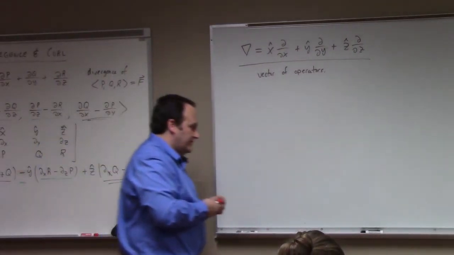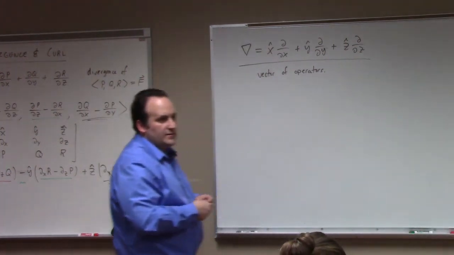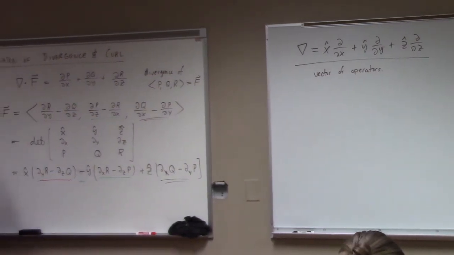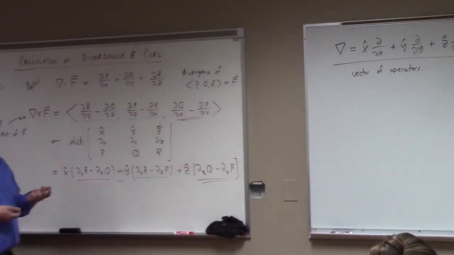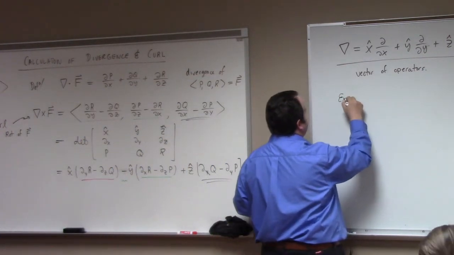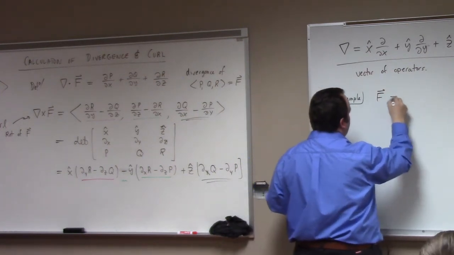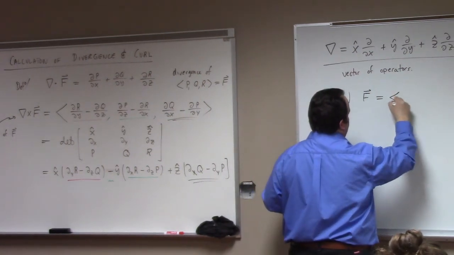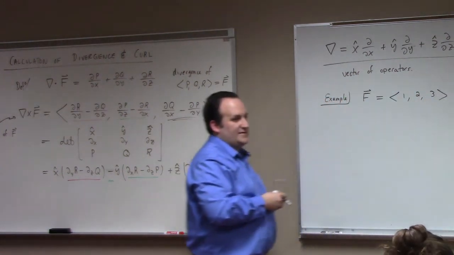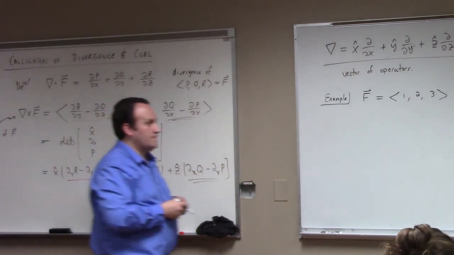One of our larger goals as we go on is to understand what on earth these quantities mean for a given vector field, right? So let's work them out. Here's the simplest one I can think of. How about the vector field 1, 2, 3? This is a kind of stupid vector field. What's the divergence, what's the curl of this?